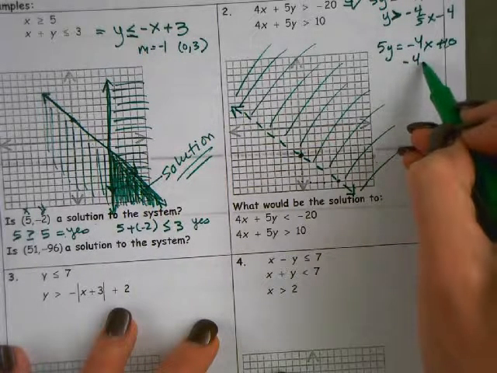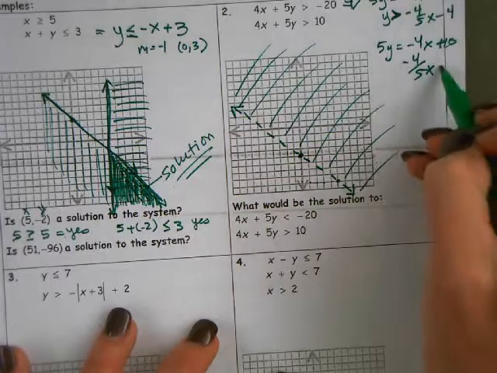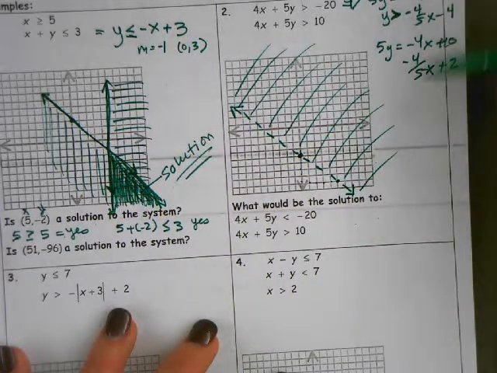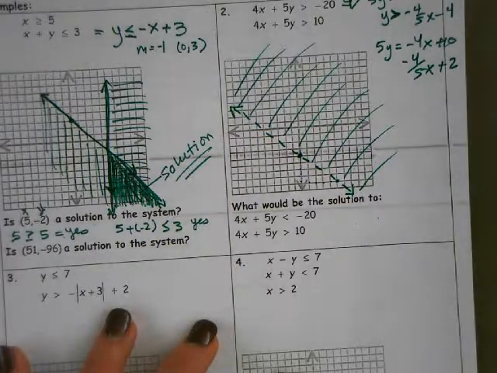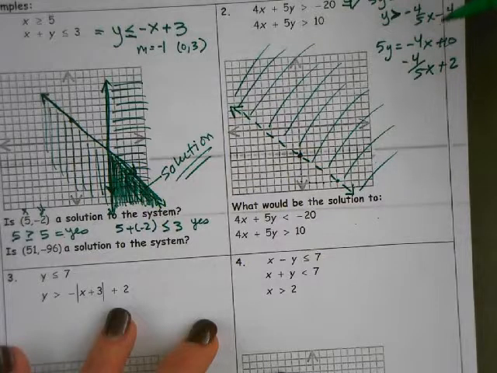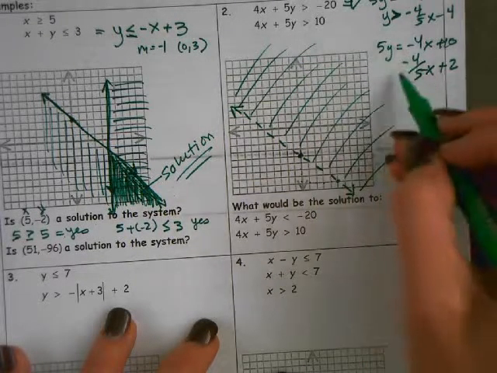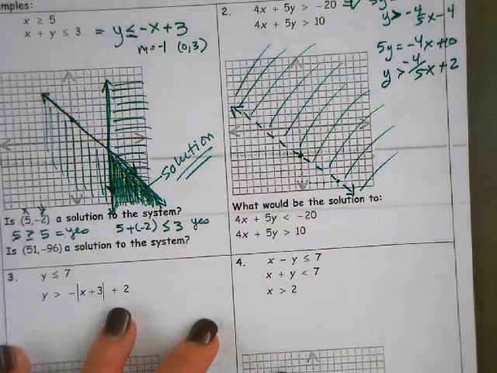So I get -4/5 x plus 2. Notice how I have the same slope. Therefore, what do we know about them? Parallel. They are parallel, okay? But because it is a greater than or equal to type situation, or inequality situation, you actually could have solutions. So because it is greater than, it's going to be y is greater than that value.